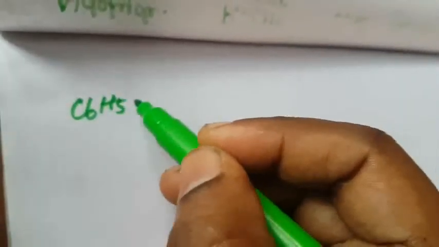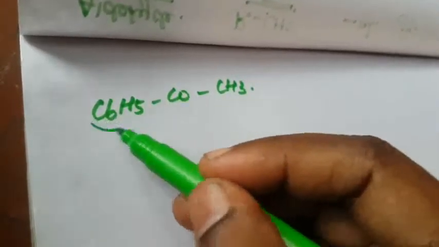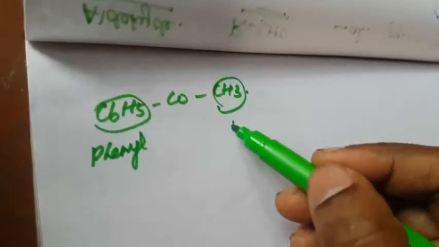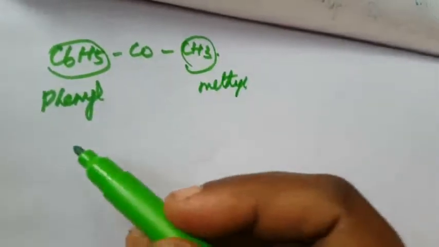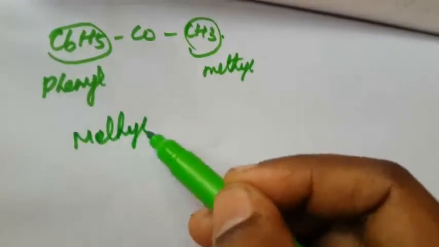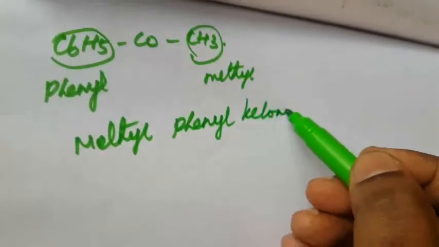So next is an aromatic compound, C6H5COCH3. How to write the name? This is phenyl. This one is methyl. According to that, methyl phenyl ketone is called the common name.